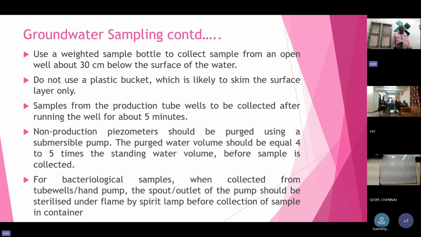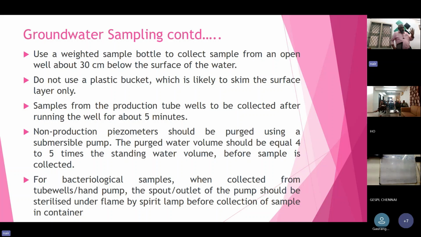Usually, when they open a well, what people do is put a bucket and take the water. But you can also use a weighted bottle, as I told earlier for the river. If you don't have a water sampler, put in a simple weighted bottle. Do not use a plastic bucket, which is likely to skim the surface layer only. With the plastic bucket, you will get only the surface water.